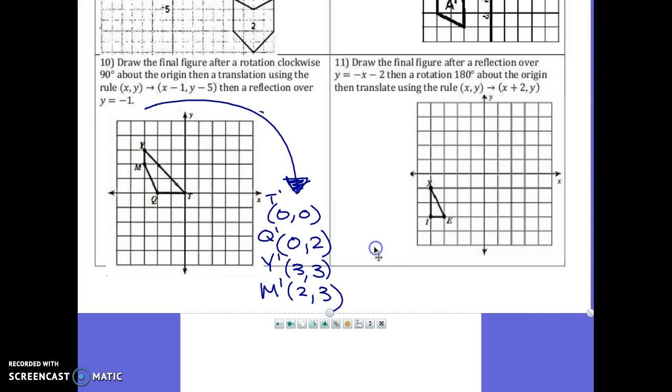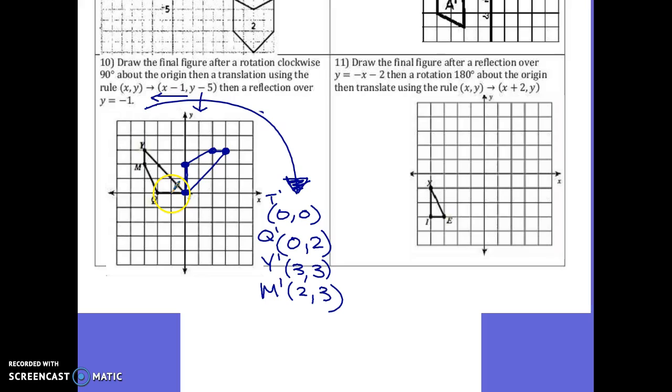Okay, so now I'm going to graph those points. 0, 0, 0, 2, 3, 3, and 2, 3. Okay, so that is the rotated figure. Now it says translate using x minus 1, y minus 5. So that would take each point 1 to the left and then 5 units down. X numbers go side to side, so it's 1 left. Y's go up and down, so 5 down.